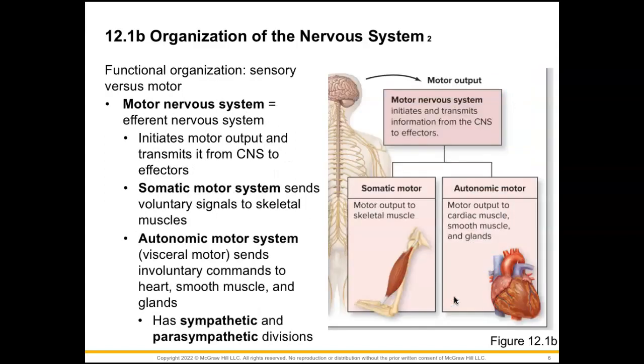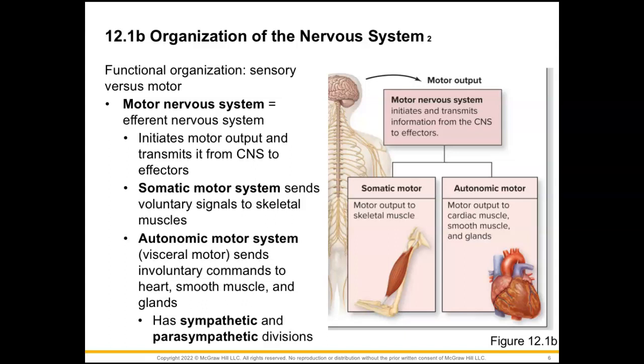Now let's think about our motor nervous system. This is also known as our efferent nervous system. To differentiate efferent and afferent, we can think of the word same. SA would refer to sensory and afferent, meaning the same. And ME would refer to motor and efferent, meaning the same thing. So we see that over here. Just something to keep in mind.